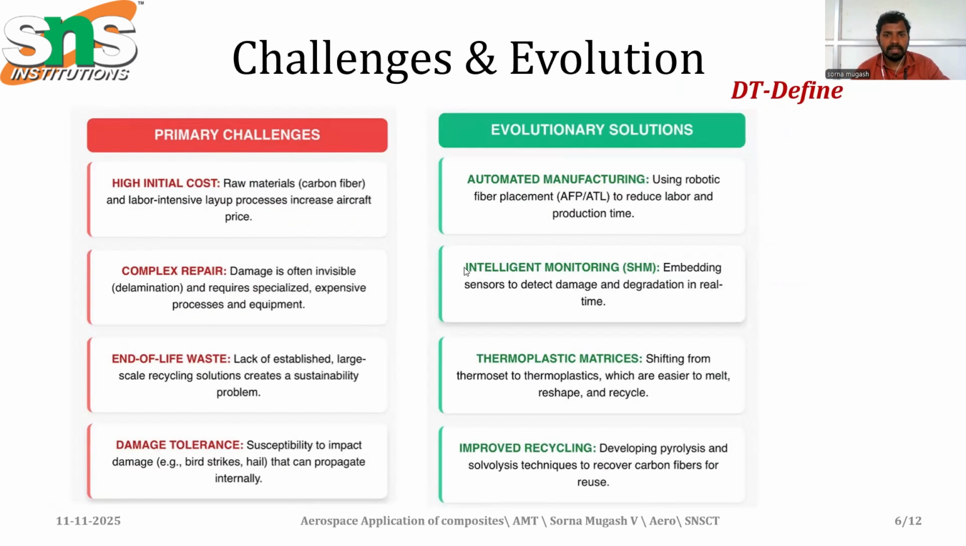The challenges and the evolution. Although composites offer great advantages, they also come with challenges. Production costs are high, especially for aerospace-grade CFRP. Manufacturing requires precision, such as autoclave curing and layered lamination. Inspection is difficult because damage may be internal and not visible from the outside. However, with automation, robotic fiber placement, and resin transfer molding, these challenges are gradually being overcome.